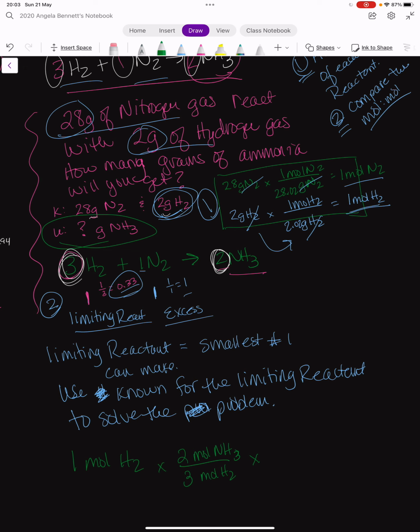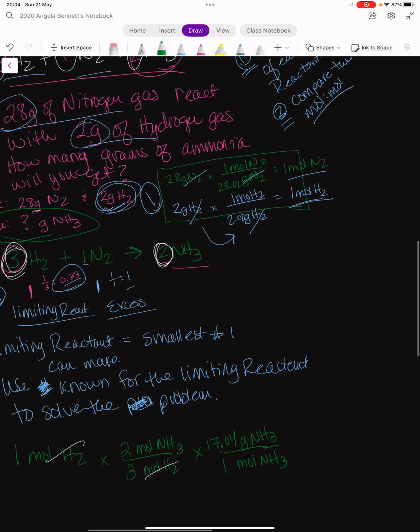times, cancel out that, times the next conversion factor. Moles of NH3 are here. I want to know grams, so that means I need to use the molar mass. And we already calculated that one, so it was 17.04, if I remember. All right, so with my math, it's going to be 17.04 times 2, and I'm going to divide it by 3.